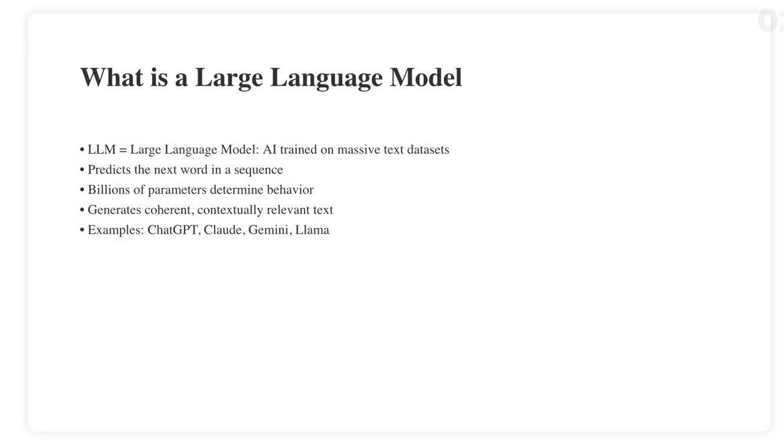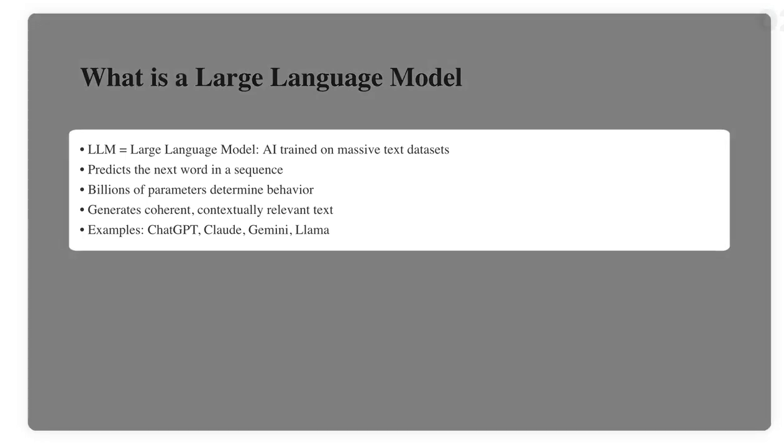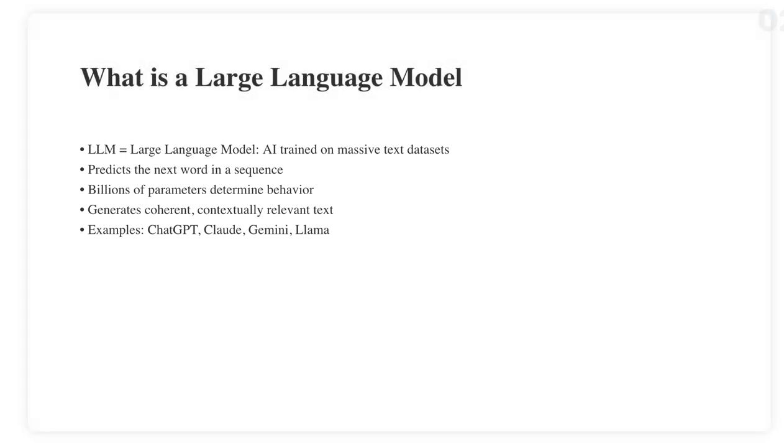Unlike traditional AI systems that follow rigid rules, LLMs learn from vast amounts of data to understand and generate human-like language. First, LLM stands for Large Language Model, an AI trained on massive text datasets to understand and generate human-like language. These models are trained to predict the next word in a sequence, which helps them learn context and grammar.